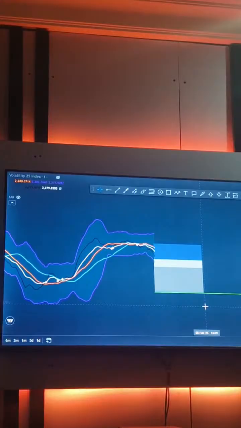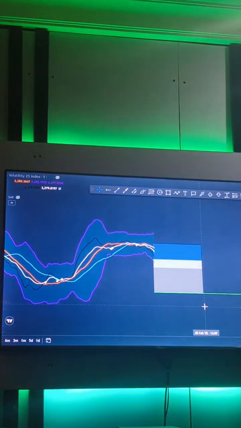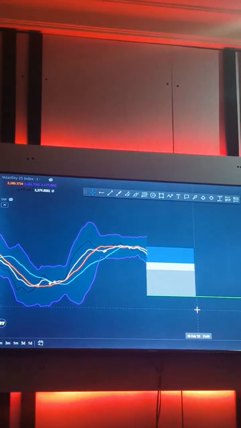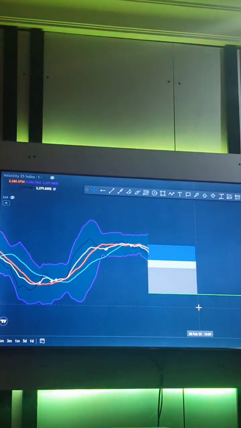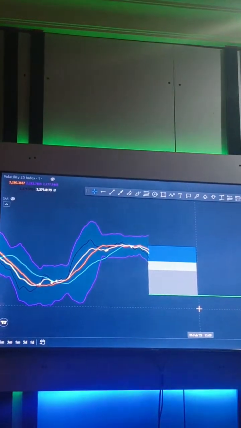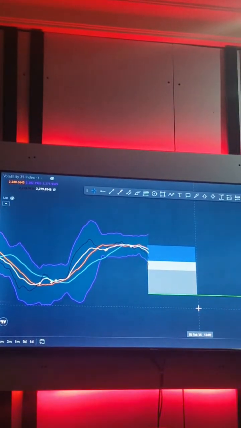So that's exactly what we're going to be doing. You can see it's just a 1 minute time frame kind of trade. It's a fast scalping strategy trade. 1:2, and we're out of the market.